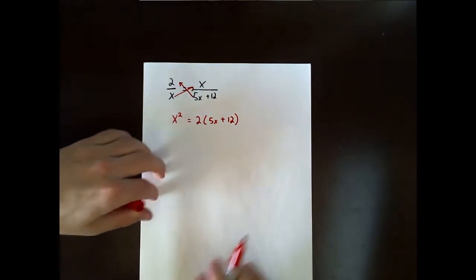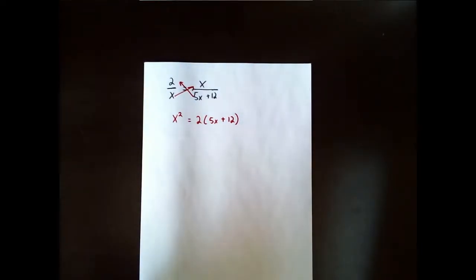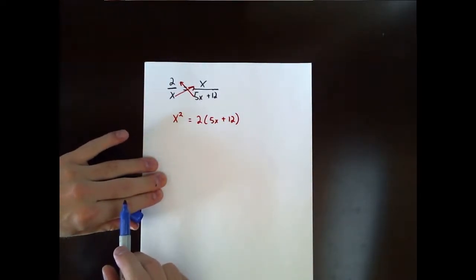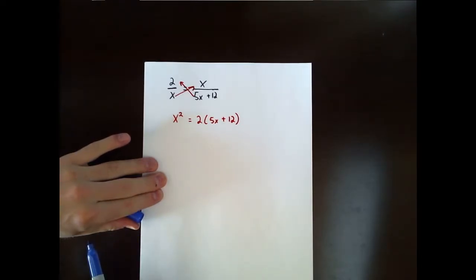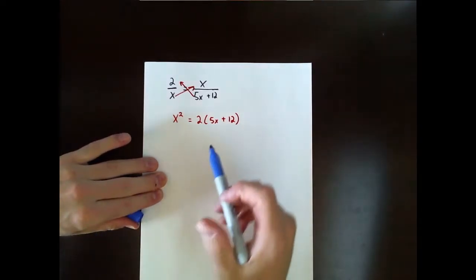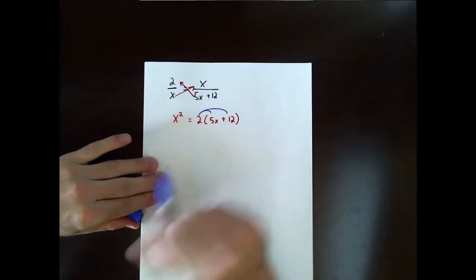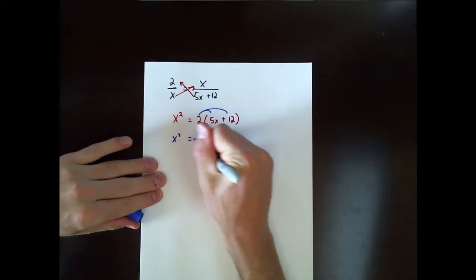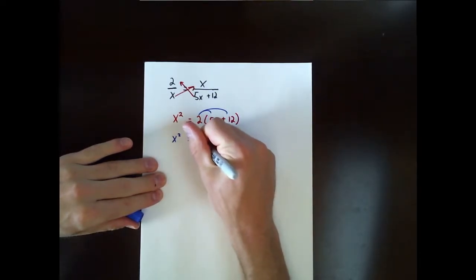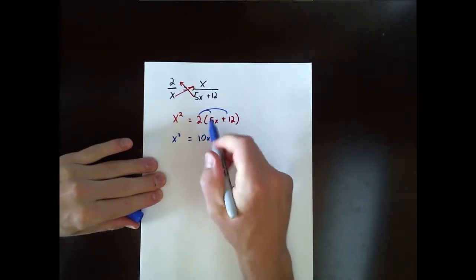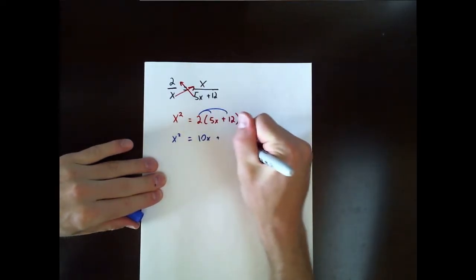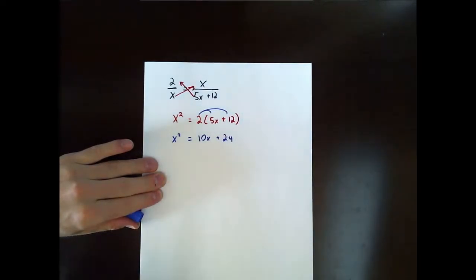So now we don't have anything in our denominator, which is great, and we just want to continue solving this like it's a normal quadratic equation or any type of polynomial equation. So we're going to distribute this 2 here, and that's going to give us x squared equal to 2 times 5x, which is 10x, plus 2 times 12, which is 24.